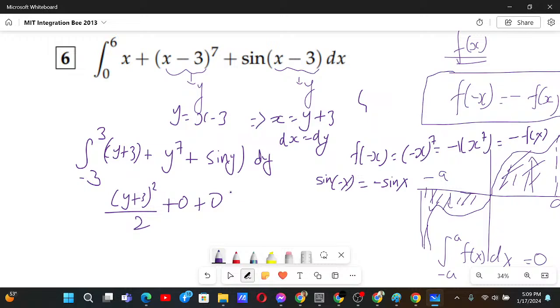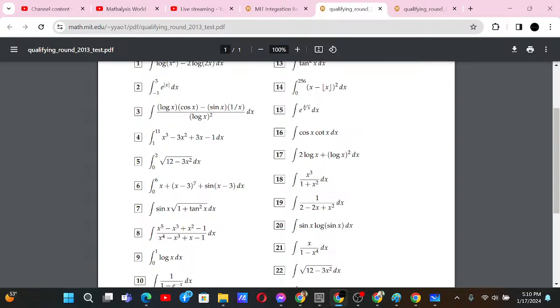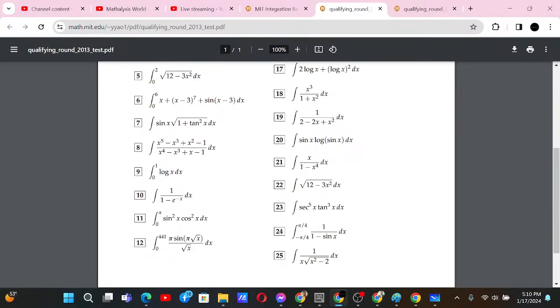Now this from minus 3 to 3 will be 3 plus 3, 6 square by 2, minus, and when you put minus 3 it's 0, so that's 36 by 2, that's 18. 36 by 2 is 18, yes, right. Let's check the answer. 18. Let's move to the next problem.